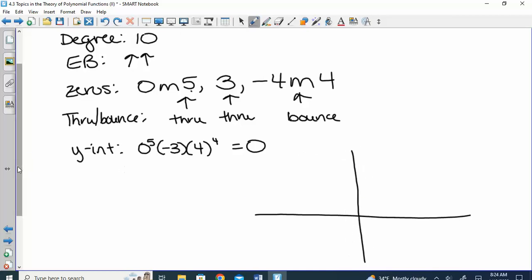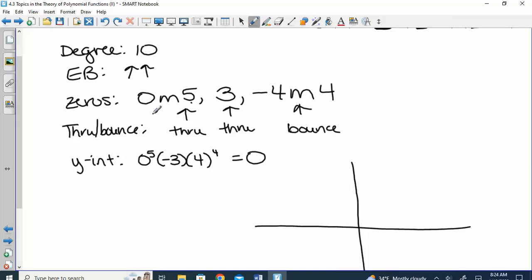Okay, so now to wrap this. So my zeros, we hit the x-axis at 0, 3, -4. Both ends should be pointing up. We hit the y-axis at 0. So I'm going to come down. I hit this first 0, and what does my graph do at -4? Bounces. So it's going to come back up.